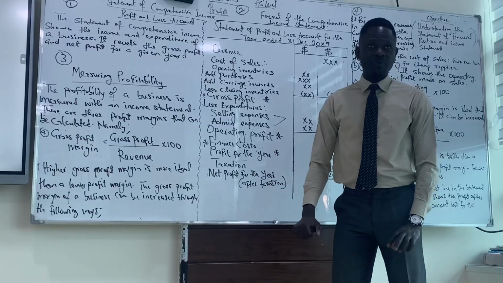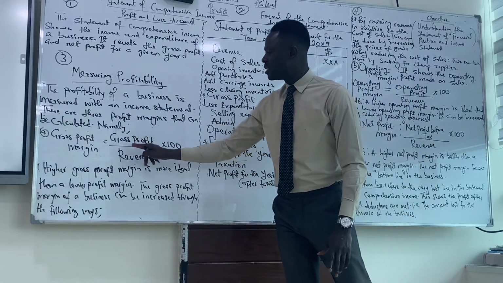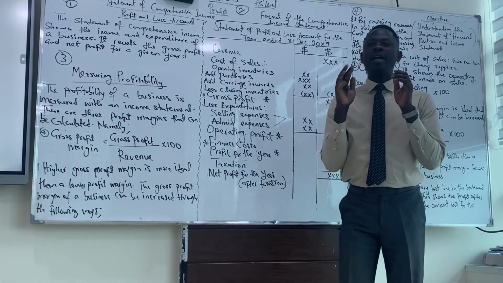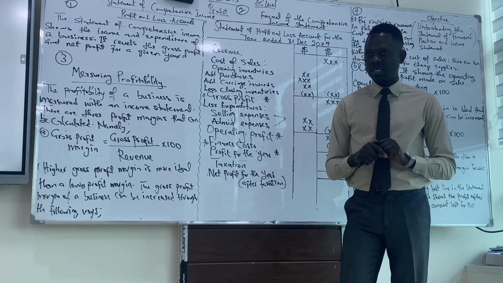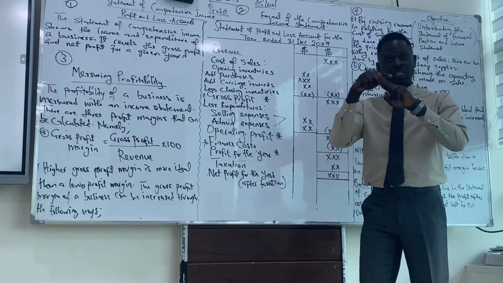Do we understand gross profit margin? Gross profit margin, the formula is gross profit divided by revenue multiplied by 100. So a high gross profit margin is preferable to a low gross profit margin. So how do you increase your gross profit margin? To increase your gross profit margin, there are two things you could do as a business.